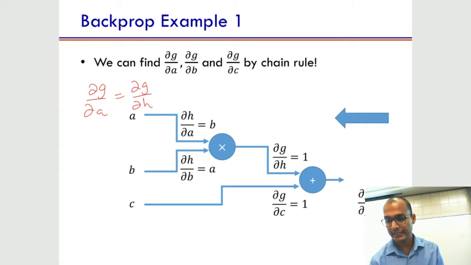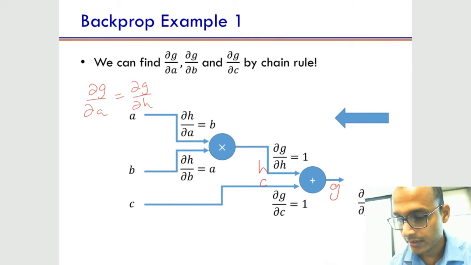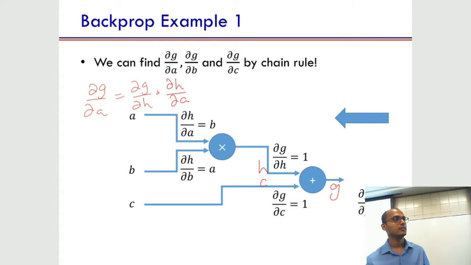Okay, g has two inputs, right? This is g, it has inputs c and h, right? Remember, times the gradient of h with respect to its input a. Okay, so this is the chain rule. g with respect to a is g with respect to some intermediate computation, times that intermediate computation with respect to a.